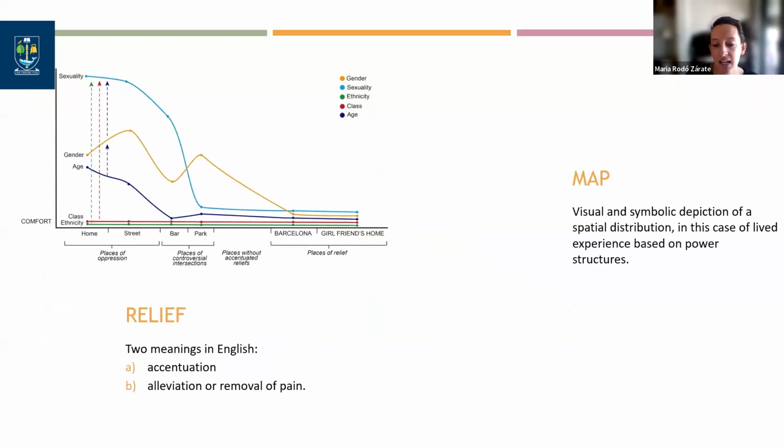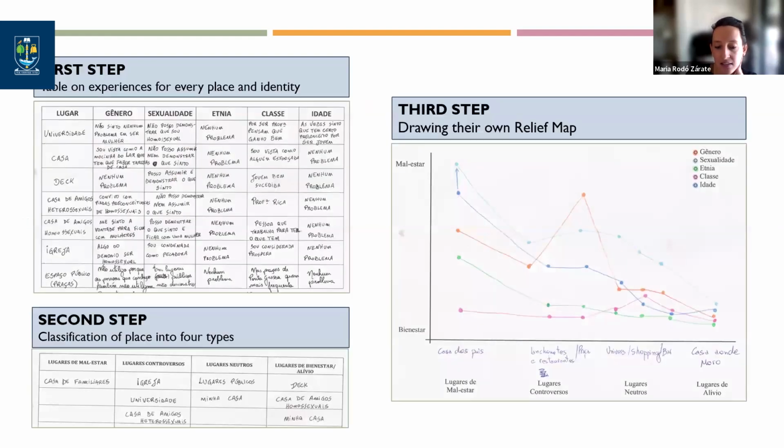The name relief maps highlights two of the meanings that it has in English. Relief as an accentuation, which would be these hills, these curves that rise up and show the places of oppression. And then relief also as alleviation or removal of pain, which would refer to the valleys or to those places where oppressive experiences decline and then culminate with these places of relief. Thus, this concept of relief shows the dynamism and the mobility between places and experiences according to these different power structures that intersect.